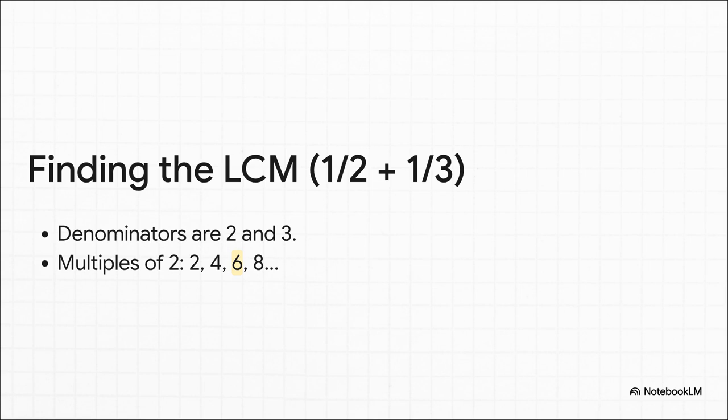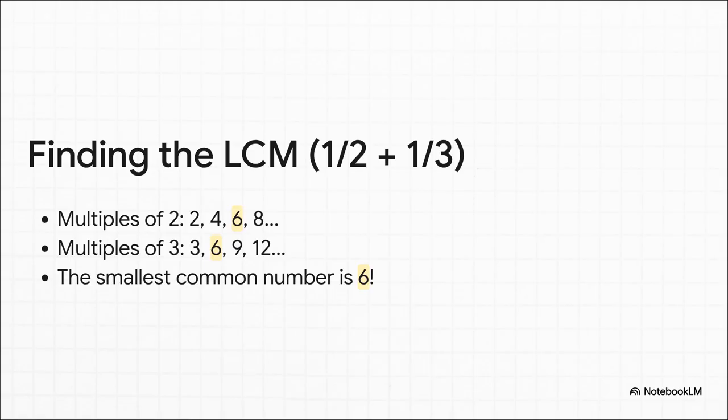Okay, our denominators are 2 and 3. First, let's list out some multiples of 2. We've got 2, 4, 6, 8, 10, and so on. All right, now let's do the same thing for our other denominator, 3. The multiples are 3, 6, 9, 12. Wait a minute, hold on. Did you spot it? Do you see a number that showed up in both of our lists? Yes, it's 6. 6 is the smallest number that's a multiple of both 2 and 3. And just like that, we've found our new magic common denominator. We're going to turn both of our fractions into sixths.